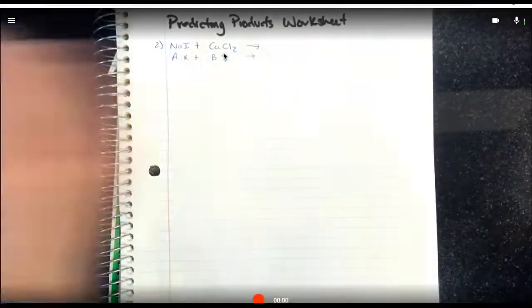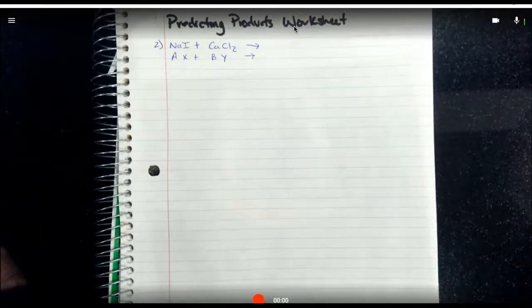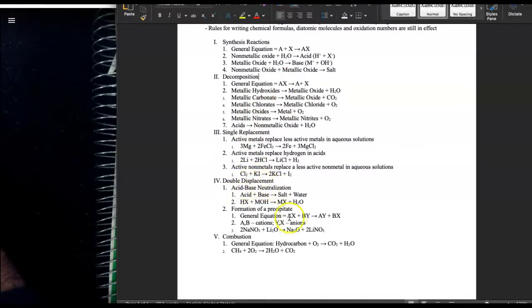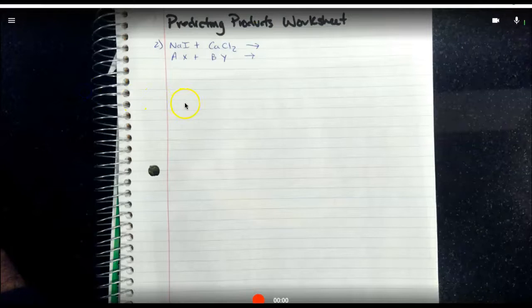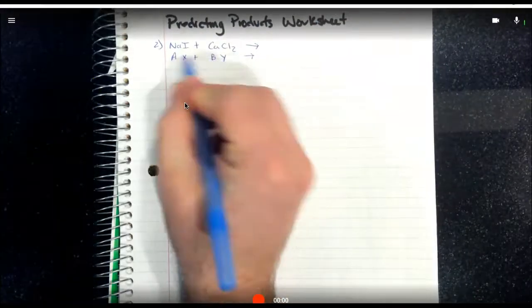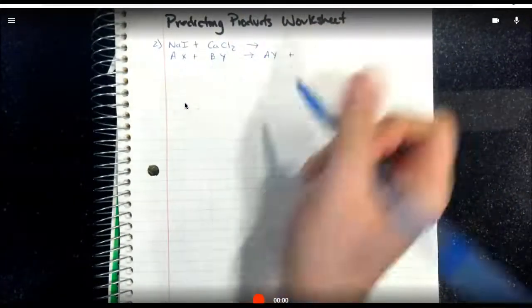So anytime you have two compounds that are not water and hydrocarbon, it's going to be a double displacement reaction. If you go to the Predicting Products worksheet, you can see for double displacement reactions, AX plus BY yields AY plus BX. So remember, cations replace cations and anions replace anions. So what we're going to have here is the outer A and Y combine and the inner B and X combine.